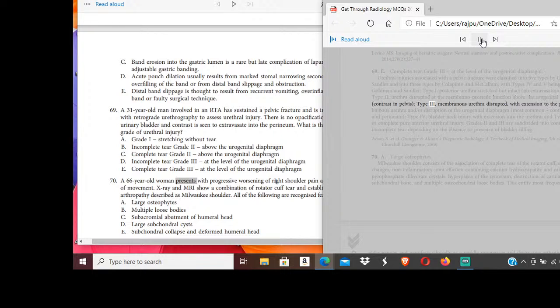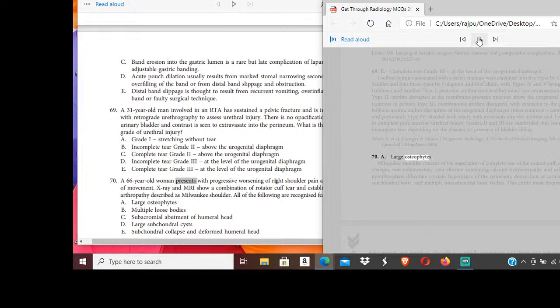Contrast in pelvis. Type 3. Membranous urethra disrupted, with extension to the proximal bulbous urethra and/or disruption of the urogenital diaphragm. Most common. Contrast in pelvis and perineum. Type 4. Bladder neck injury with extension into the urethra. And type 5. Partial or complete pure anterior urethral injury. Grades 2 and 3 are subdivided into complete and incomplete tear depending on the absence or presence of bladder filling. Adam A, et al. Grainger and Allison's Diagnostic Radiology: A Textbook of Medical Imaging, 5th ed. New York, Churchill Livingstone, 2008.